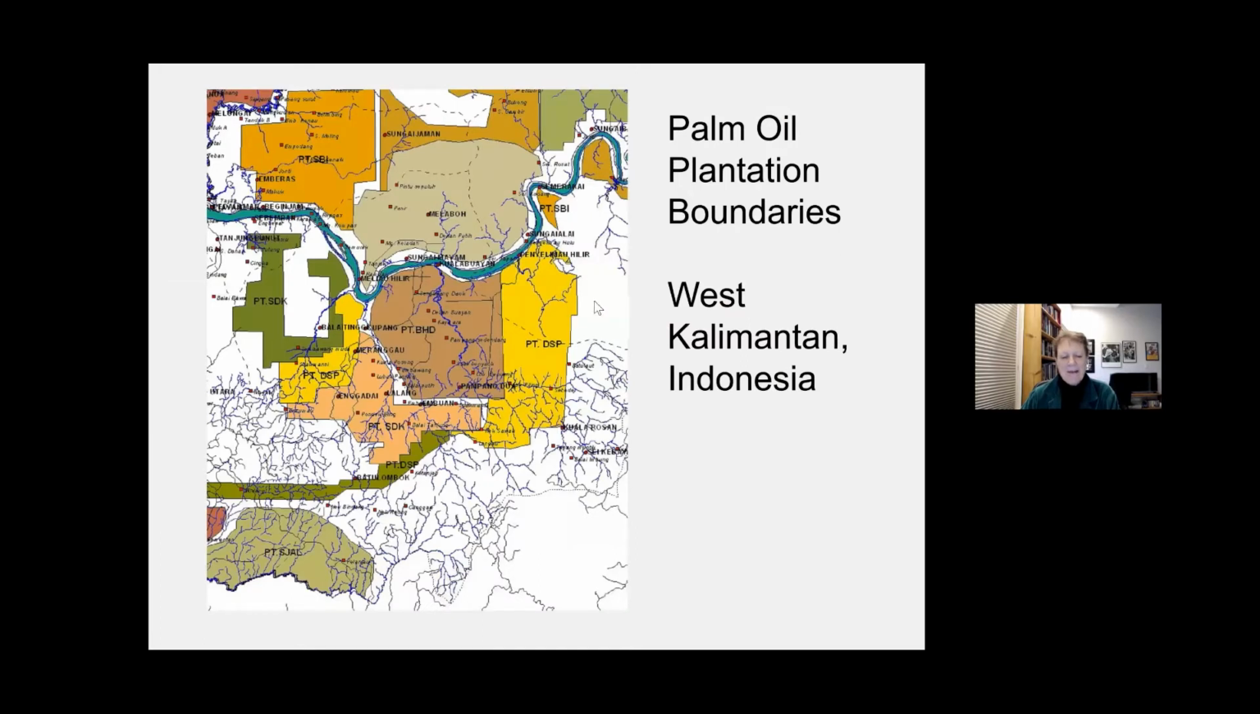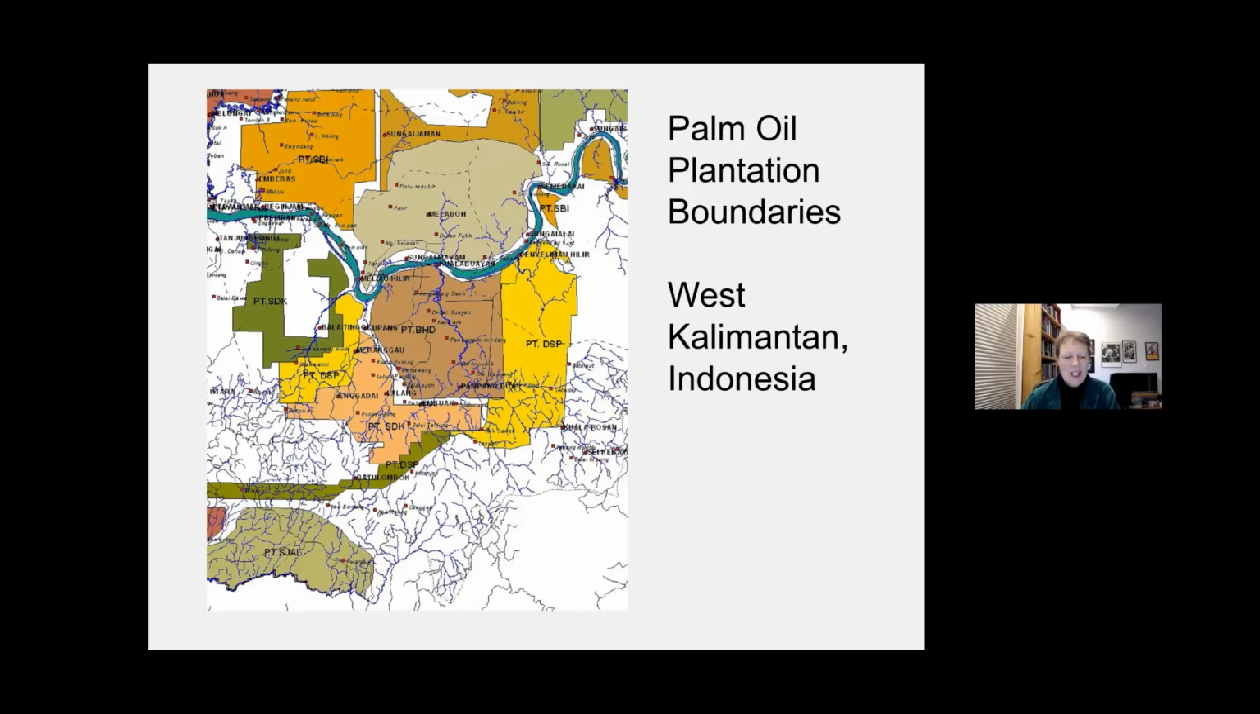This is a map from the sub-district where Pujo and I carried out our ethnographic research, mainly between 2010 and 2015. And what you'll see here is these colored blocks are the areas which have been assigned as concessions to different corporations for plantations. This map was made in the mid-90s. At that time, some of these already existed, others were still in planning. Now they all exist. All of this area has been built.